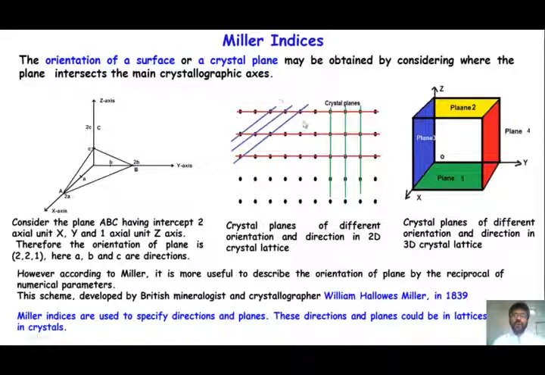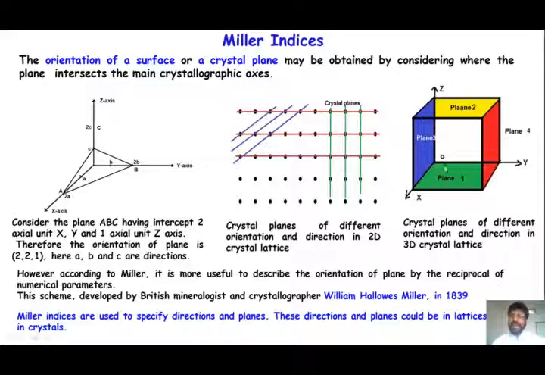So all these crystal planes are parallel with each other and their orientation is along the x direction. Similarly, if we connect the lattice points in the vertical direction, then the orientation of all these planes is along the y direction. Similarly, if we connect all these lattice points in this way, the direction and the orientation of this plane is again different.